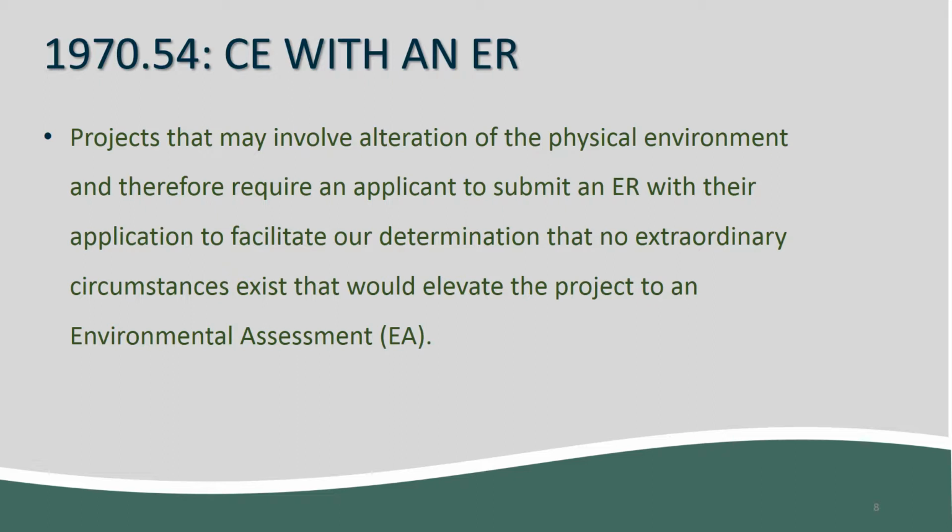So the next level is 1970.54, categorical exclusions with an environmental report. So this is those activities that have a little bit more impact on the environment, but still don't require a full EA, but we generally need a little bit more information to ensure that no extraordinary circumstances exist. The types of projects that fall under here are going to be something like a new tower if it's under 450 feet, not visible from an area of scenic value, or a new or modular building, or laying new buried aerial or underground cable, or adding equipment out in the middle of a field.